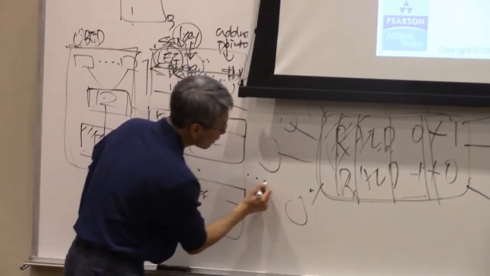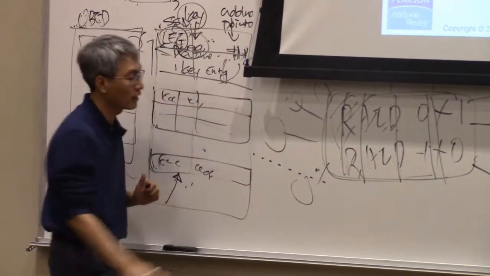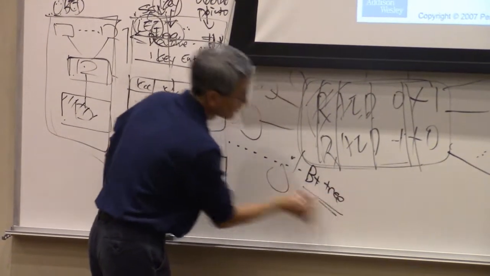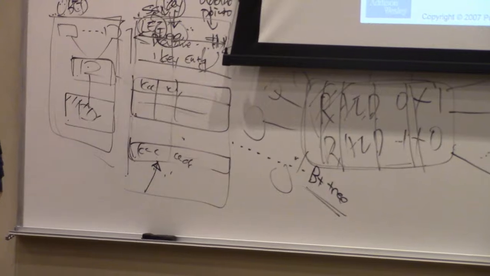Eventually, we will see a lot of different indexes. Eventually, we will see the B+ tree index. Anyone who has heard about the B+ tree?